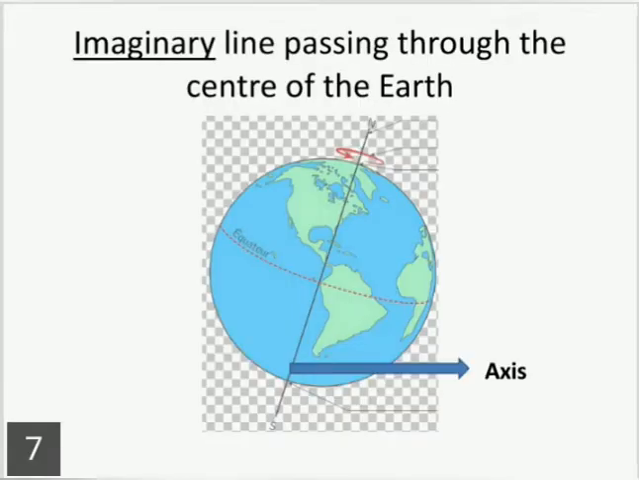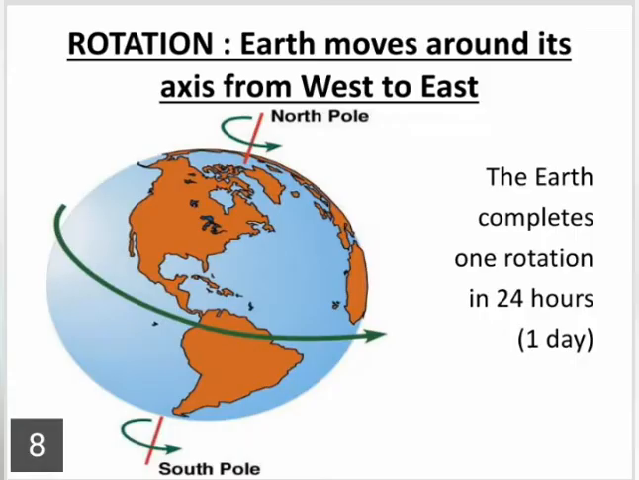An imaginary line passing through the center of the Earth is called its axis. Now in the picture you can see the Earth, and there is a line passing from top to bottom. Actually, there is no line, but we just imagine it. The Earth moves around its axis in the direction from west to east.